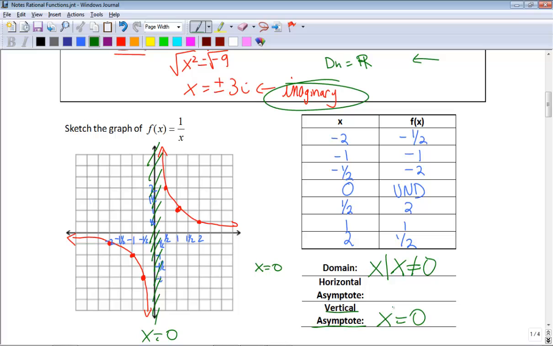And why can't x be 0? Because the only way that x can ever be 0 is if division by 0 was allowed. But it's not allowed, so x can never be 0.